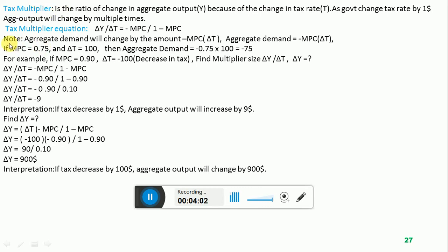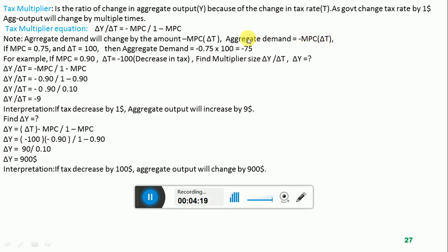Here is a note. Aggregate demand will change by the amount of minus MPC multiplied by the change in tax rate. Aggregate demand change is equal to minus MPC times change in taxes.